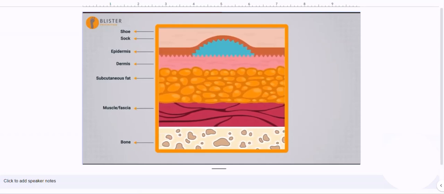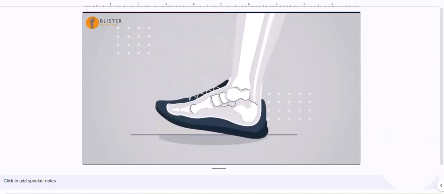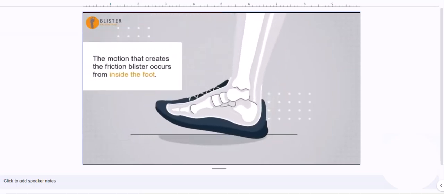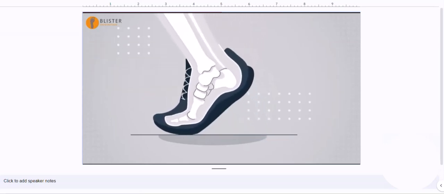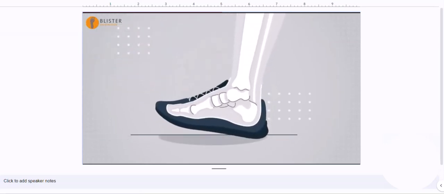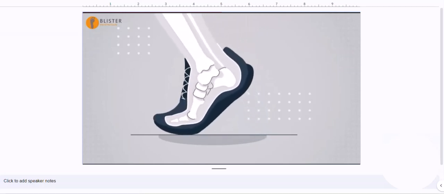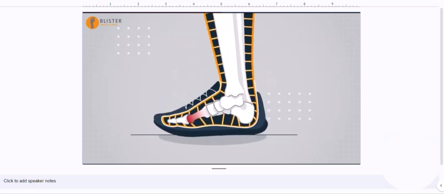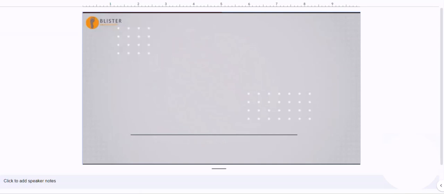With high friction and no sliding at an interface external to the skin, a larger magnitude of shear deformation occurs in the soft tissues, increasing the likelihood of mechanical failure within the stratum spinosum. The take-home message is this: the motion that creates the friction blister occurs from inside the foot, not on the outside. Nothing need rub against the skin surface. On the contrary, when the skin is held stationary, the magnitude of shear deformation is larger, bringing with it greater potential for structural failure within the epidermis.